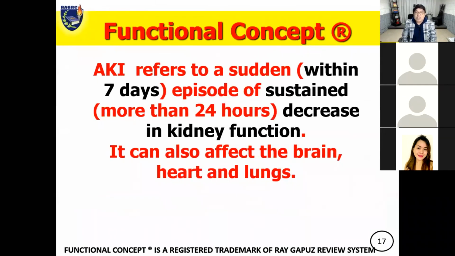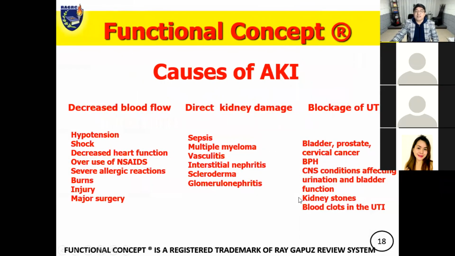So acute kidney injury refers to a sudden decrease in kidney function, which occurs within 7 days, episodes of sustained more than 24 hours. It could also affect the brain, the heart, and the lungs. Now, there are 3 classifications or clusters of causes of AKI. So you have pre-renal, intrarenal, and post-renal causes. Now, let me explain this in a bit.